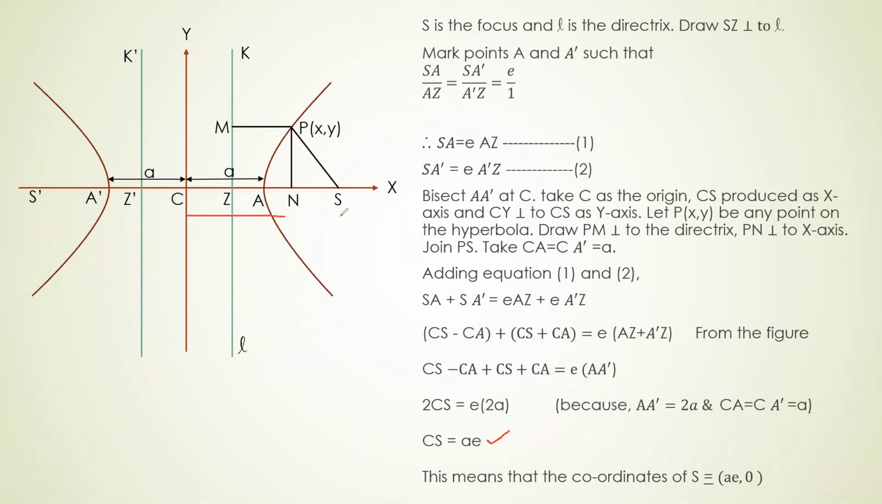CS value, this value, is AE. If I want to write this point S, I have to write the x-axis and y-axis. The x-axis we already know is AE, whereas the y-axis is not there because the point lies on the x-axis. So yes, the point will be AE comma 0. This means the coordinate of S, that is the focus, will be equal to AE comma 0. This is what we have obtained, the focus part. Now let us proceed further.